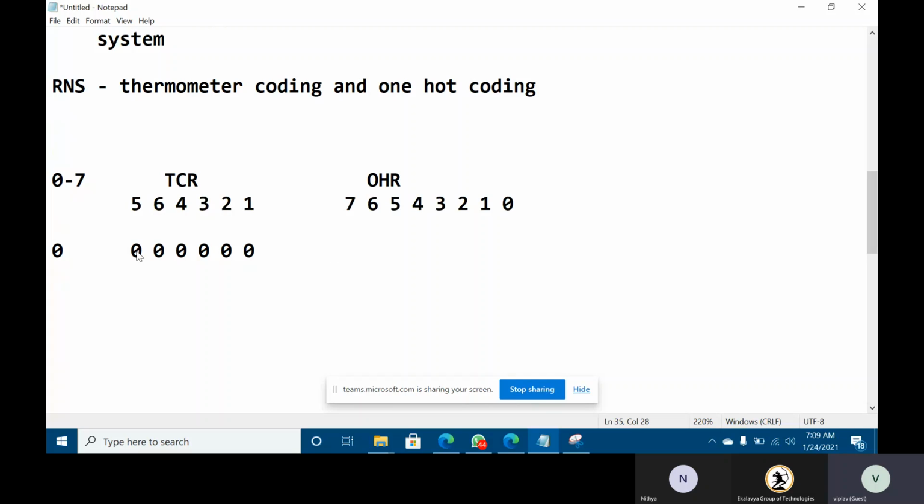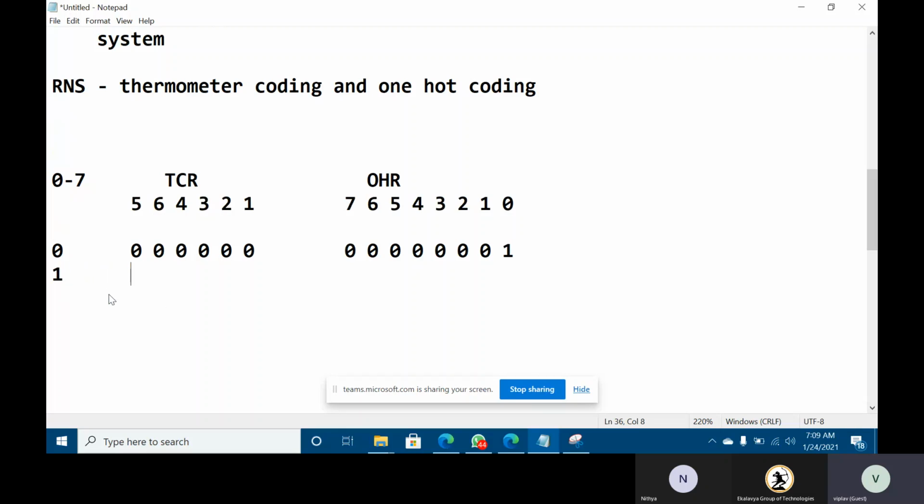In OHR, whenever the value is 0, only the 0th index gets 1 and the remaining are 0. So 0, 0, 0, 0, 0, 0, and next 1. So we will get it like this. Now in 1, the number of ones is 1 here.